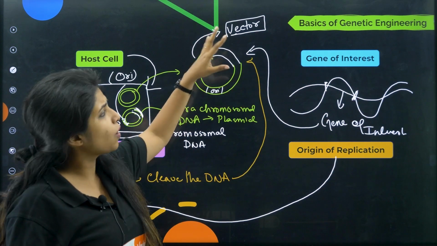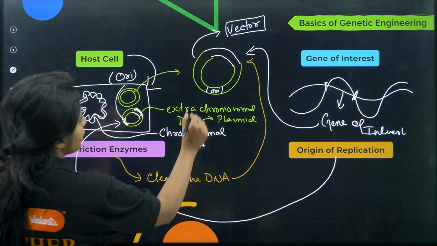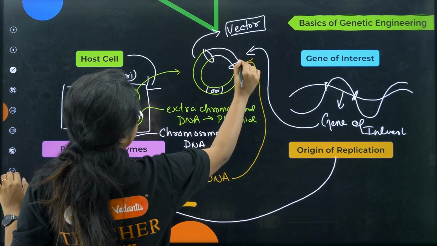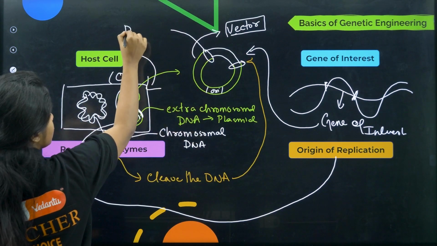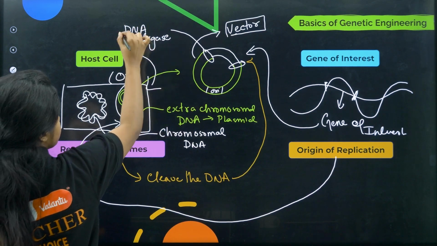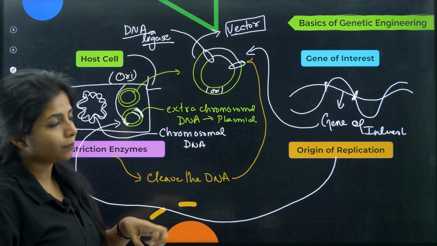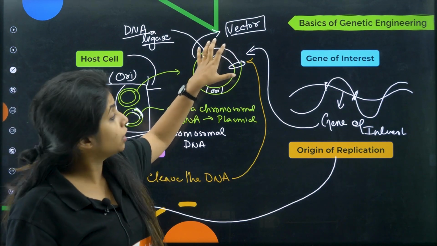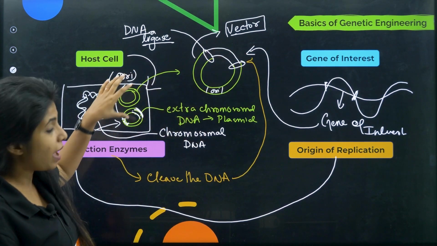With the help of an enzyme, I'll tell you that also. With the help of an enzyme, this DNA, that is the gene of interest, and the plasmid DNA come together. That enzyme's name is DNA ligase. It helps in ligating things, making things come together. Then after I have implanted it over here, I call this a vector because it is going to carry my gene of interest back into the cell.